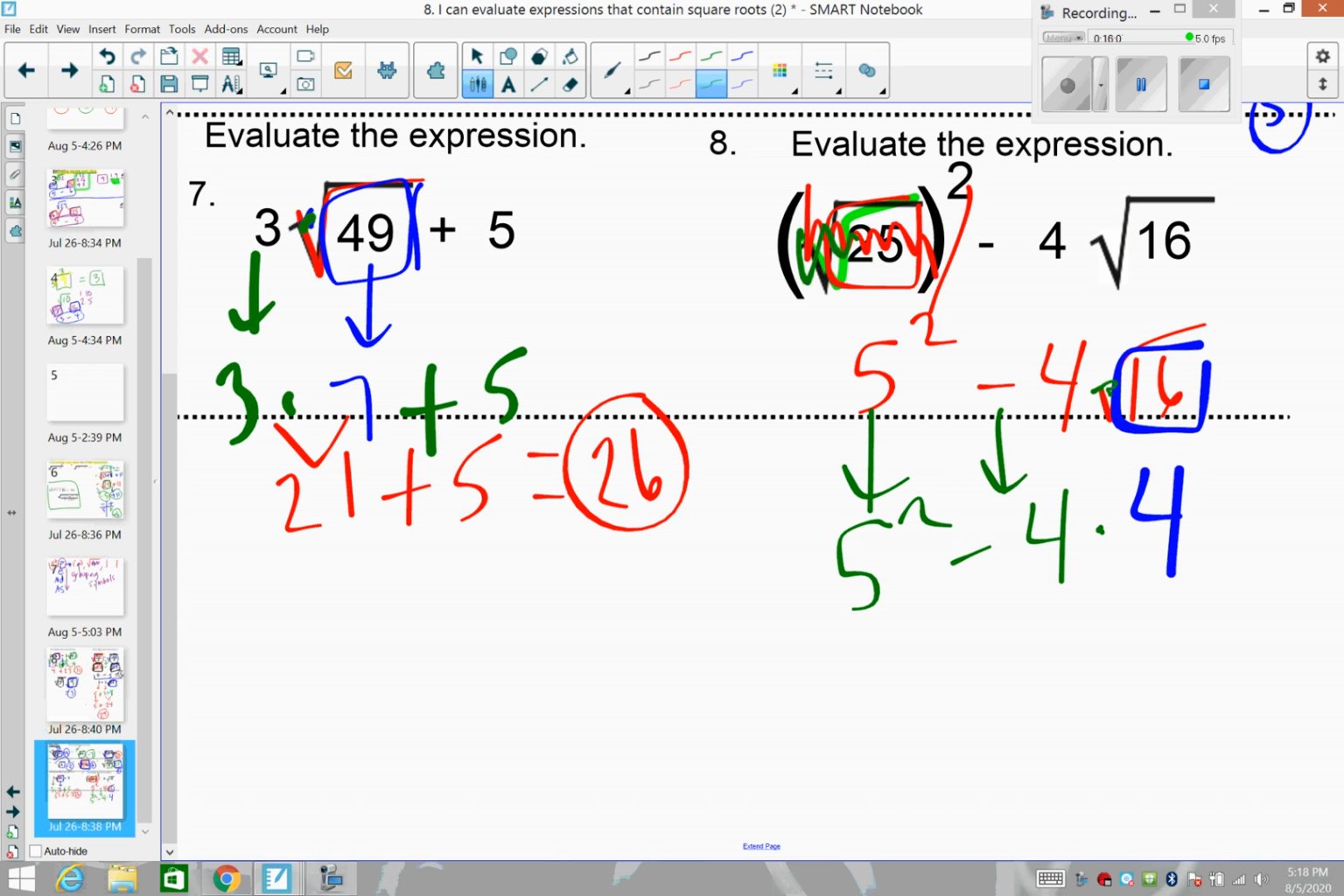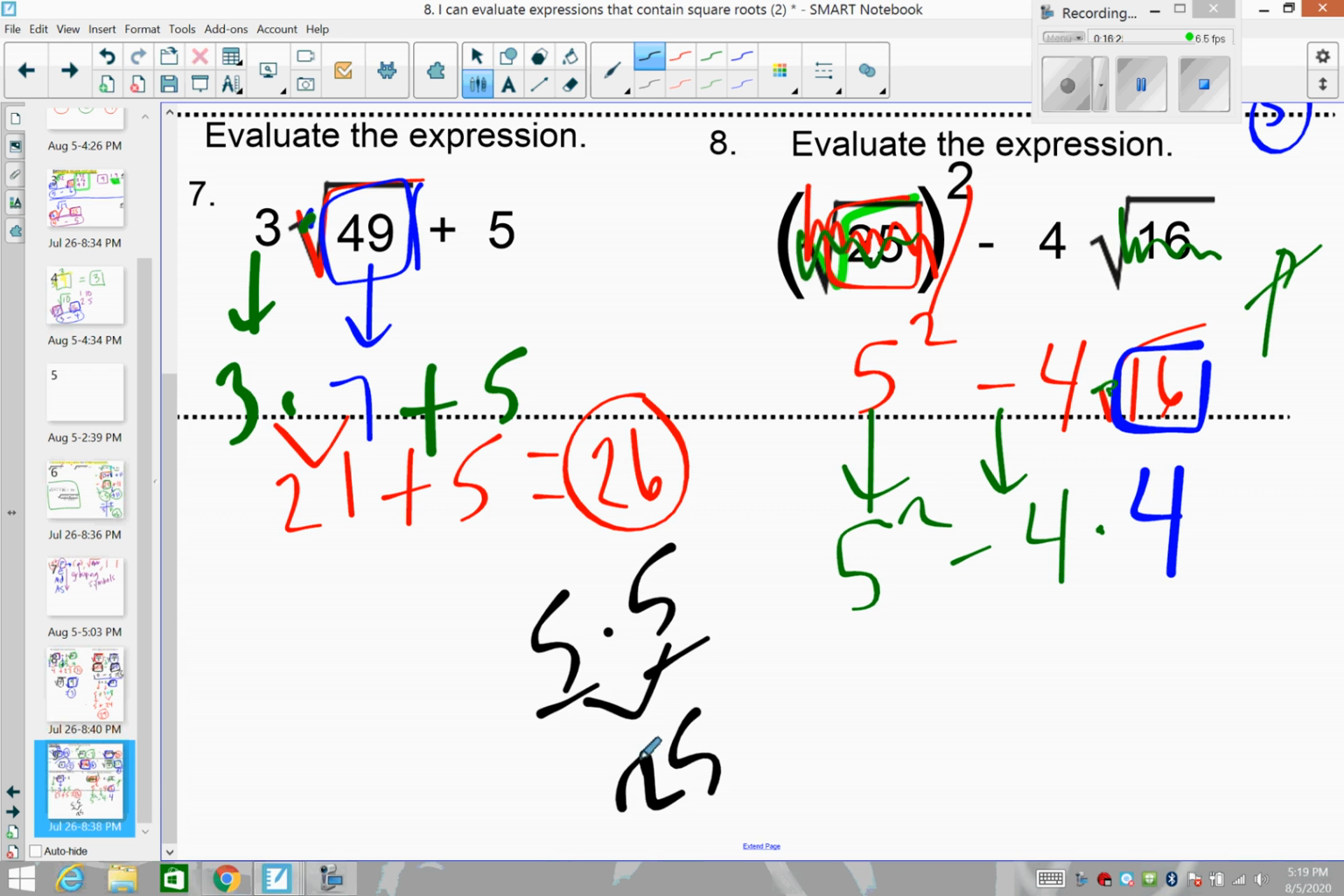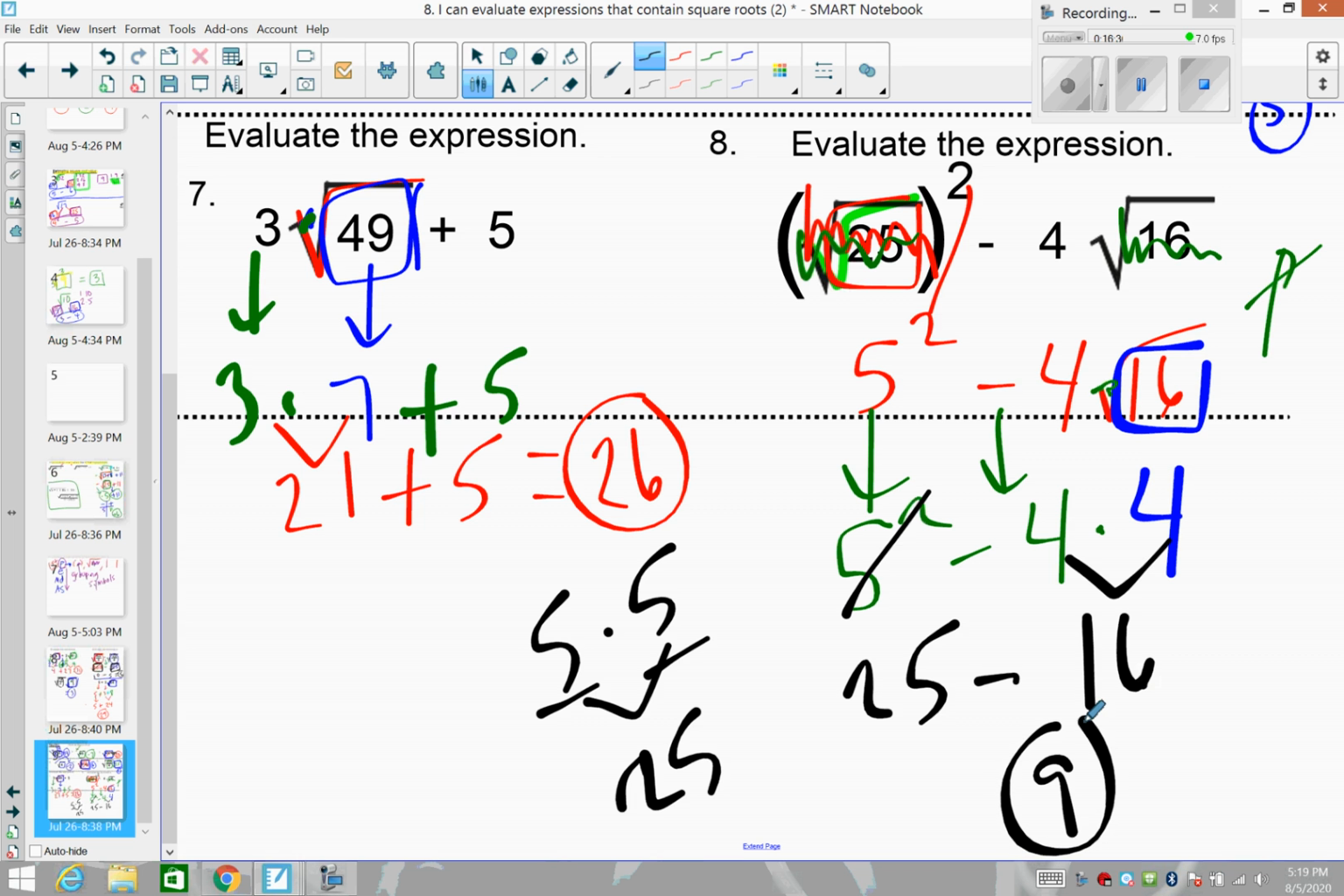So I killed that square root. I killed that square root. I dragged everything else down. Now, parentheses are dead. All the grouping symbols, the parentheses, the square roots, and so on. Exponents come next. 5 to the second power is 5 times 5. Not 5 times 2, 5 times 5, which results in 25 minus 16. And 25 minus 16 is 9. So the very last step is subtract.